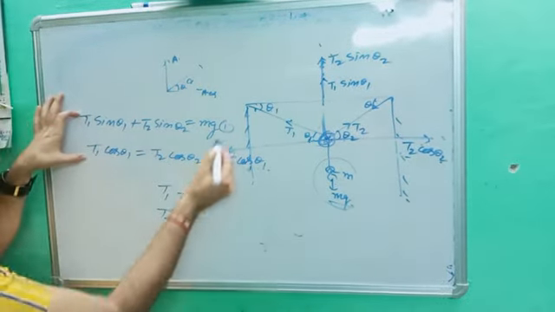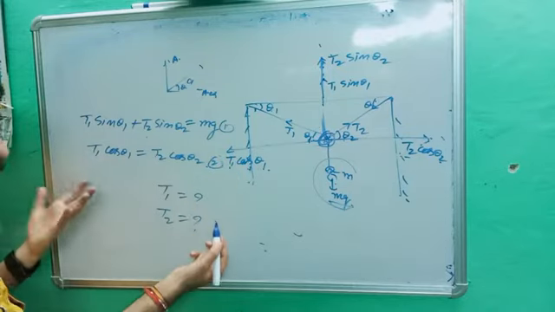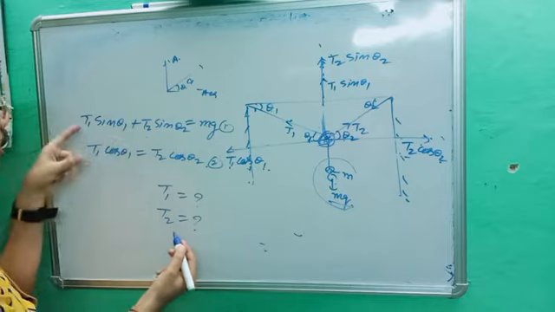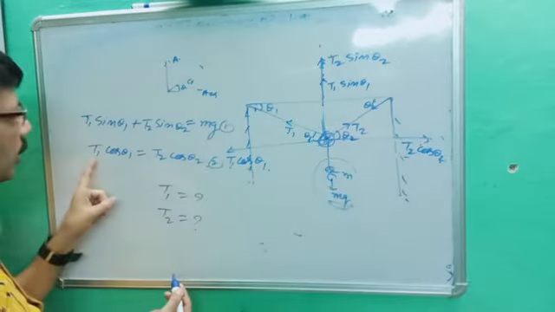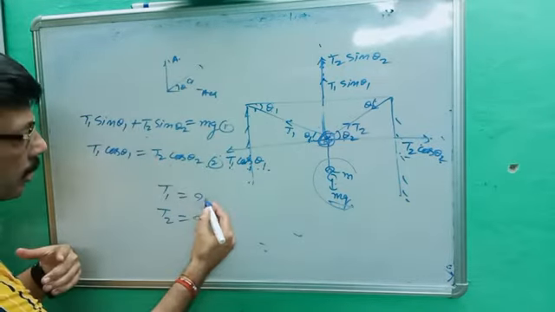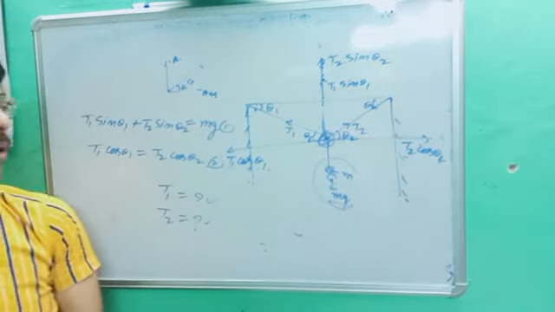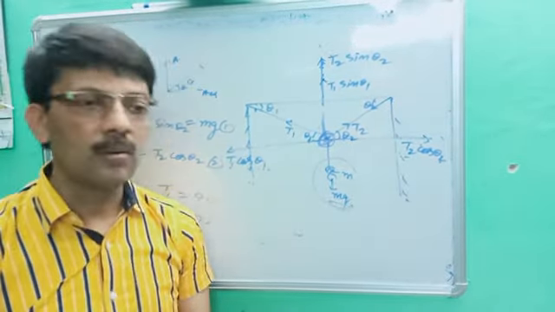We will get two equations, first and second. If we solve them, with theta 1, theta 2 and mass given, you will get T1 plus T2 is equal to that much and T1 upon T2 is equal to that much. Then you can separately get the values of T1 and T2. So this is all about resolution of vectors. Okay, that's all for today.